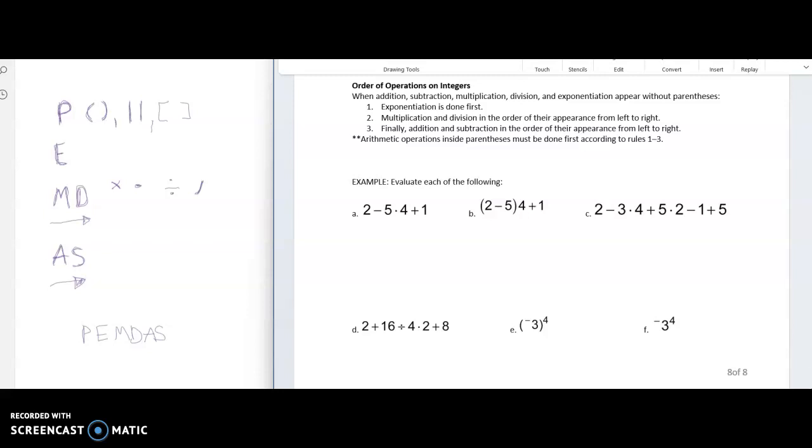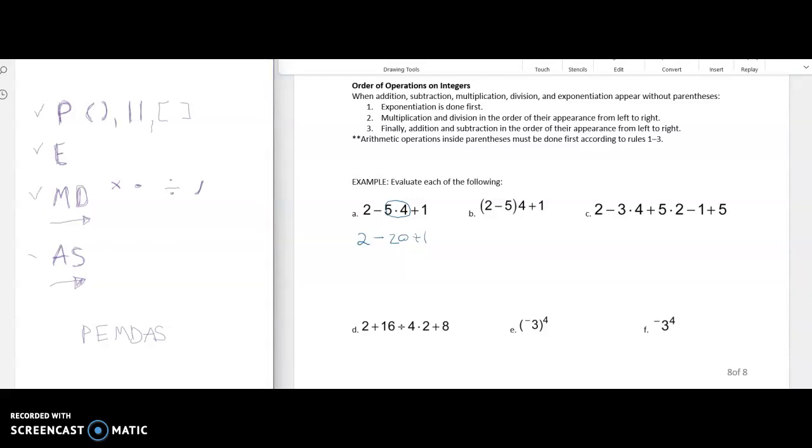First, we have 2 minus 5 times 4 plus 1. I don't see any exponents or parentheses in this problem, so I don't have to take care of anything for P or for E. So I'm going to do multiplication and division as I see it in the problem. I'm going to rewrite anything that I come to that doesn't have multiplication and division. So I'll rewrite this 2. But then I see 5 times 4. So I'm going to write 2 minus 5 times 4 is 20. And then plus 1. There's no more multiplication and division.